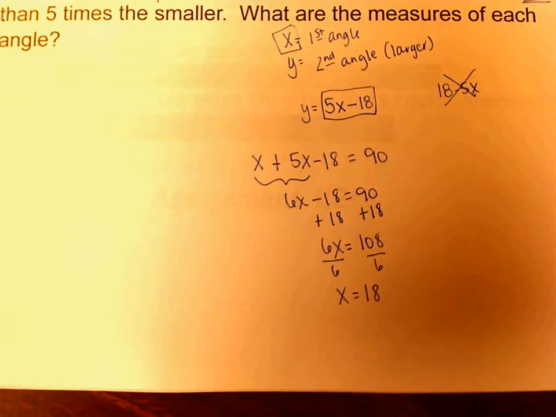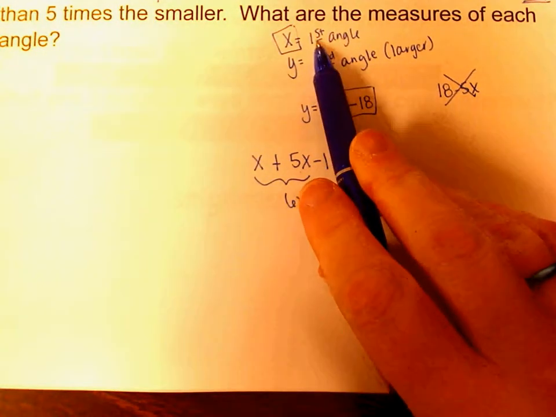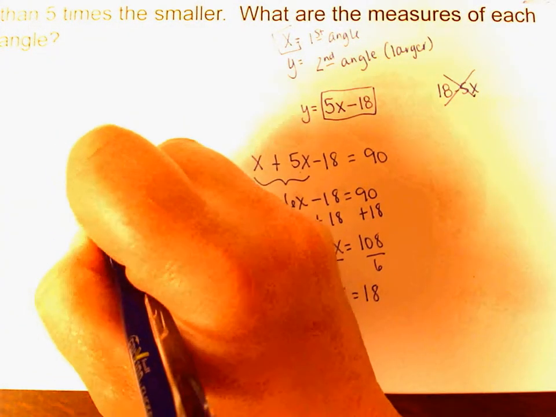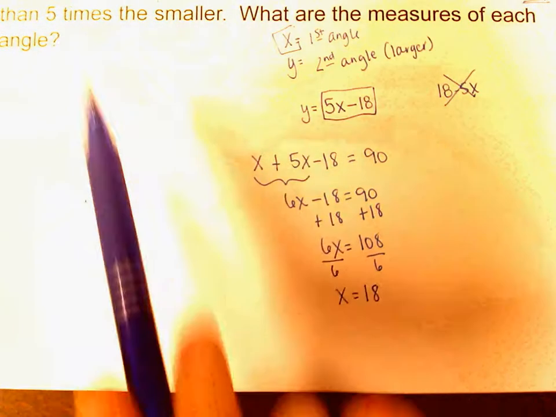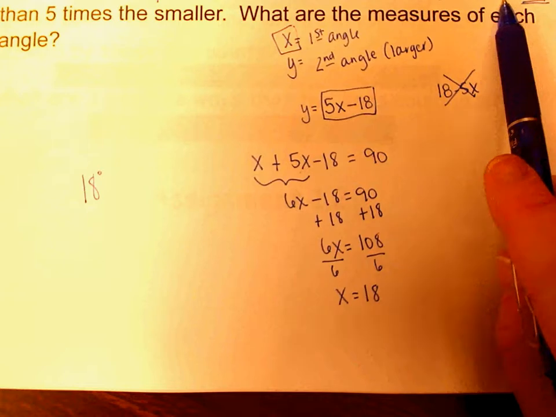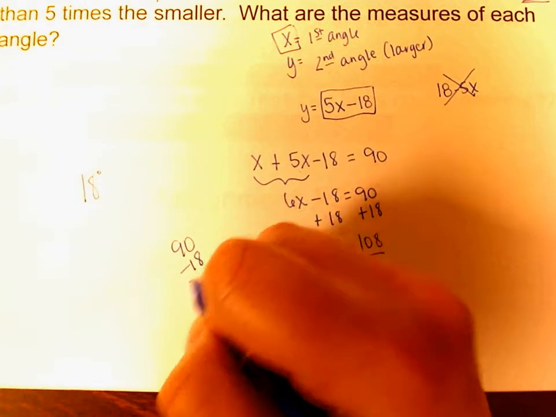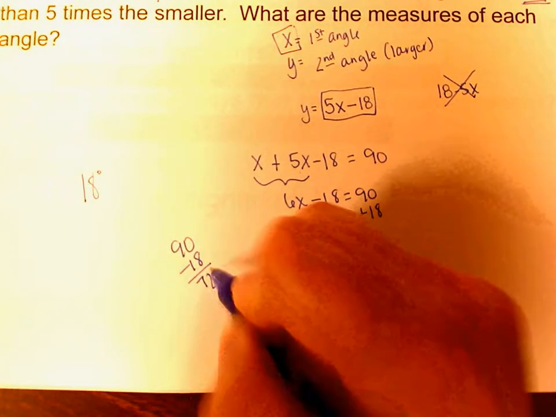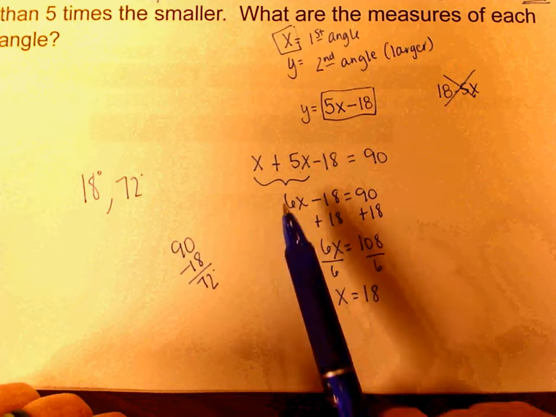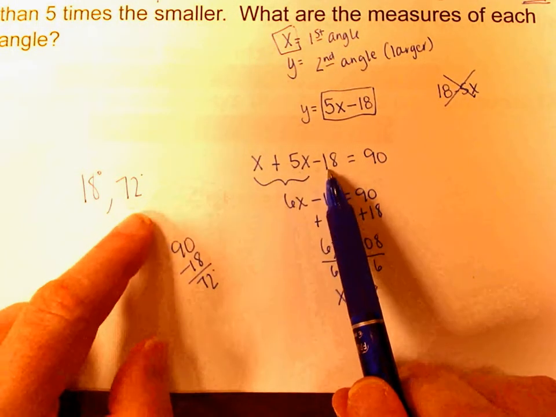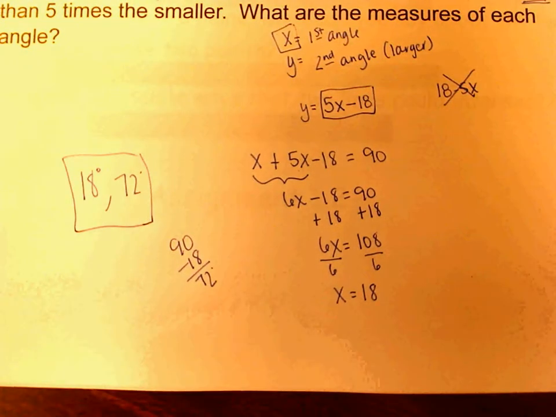Now make sure you answer the question. It says, what are the measures of each angle? X only gives me the first one, the smaller one. The smaller one is 18 degrees. The second one, I can find two different ways. I can do 5 times this one and then subtract 18 from it, or I can remember that they have to be complementary. So I can simply take 18 from 90 to find out that that second one is 72 degrees. So I know that those add to be 90. I also know if I do 5 times 18 and then subtract 18 from it, I'm going to get 72 that way as well. So this is my answer, 18 degrees and 72 degrees.